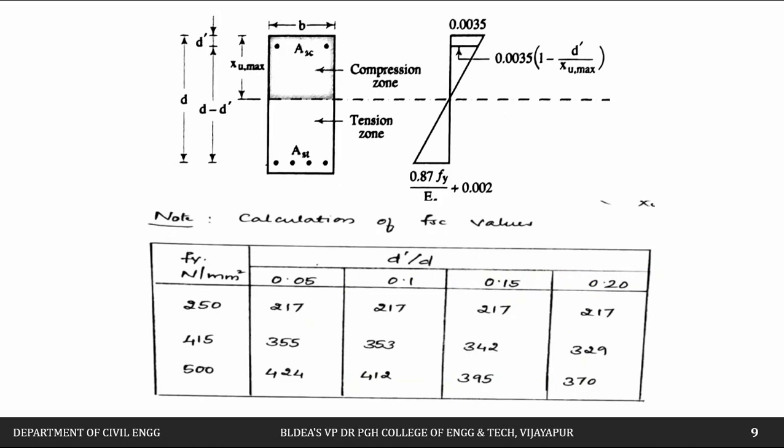So we have to calculate the d dash by d value. This is d dash, this is d value, and for a different grade of steel. If it is 0.05, this will be the value. If it is 0.1, this will be the value. Based on this, we are going to get the value of FSC. So the FSC value we are going to get from this table. That is, we have to calculate the d dash by d value, we will be knowing the steel grade, and based on this we are going to get this value.